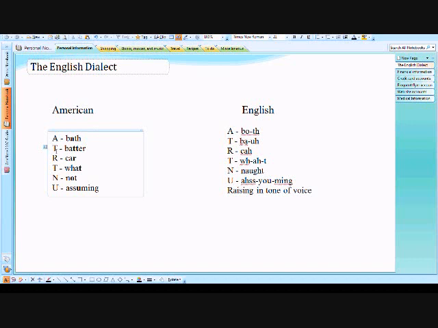For example, the word car. Right down here, you can see car. It's not car, it's car. It's a different vowel. It's not just the R at the end. You're saying ah, like ah instead of ah. Instead of ah, it's ah.